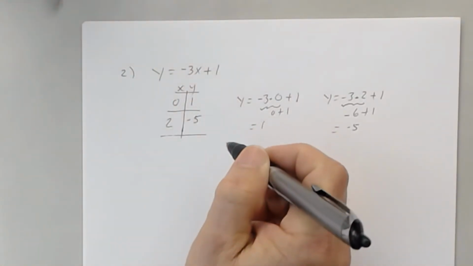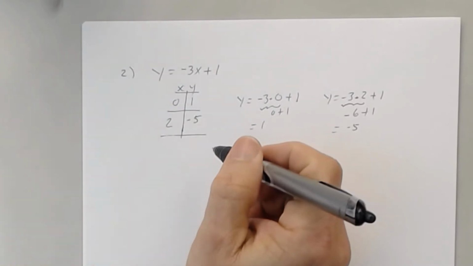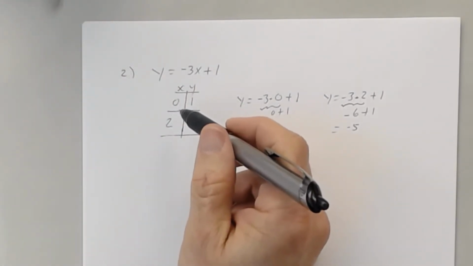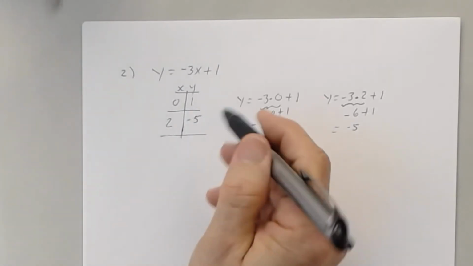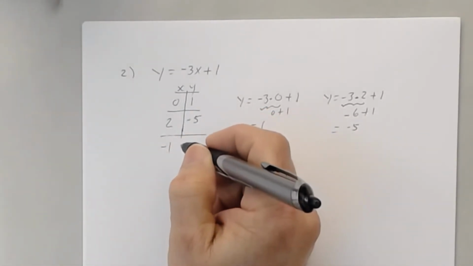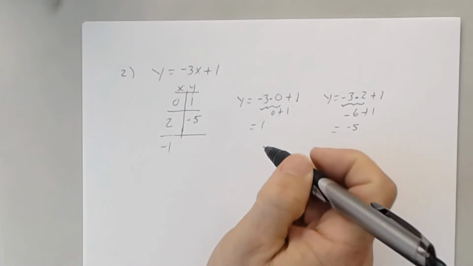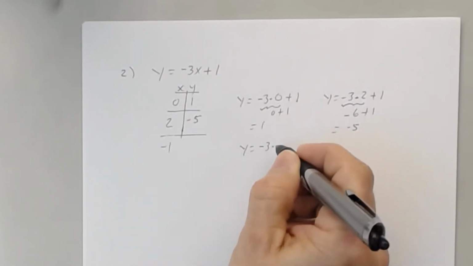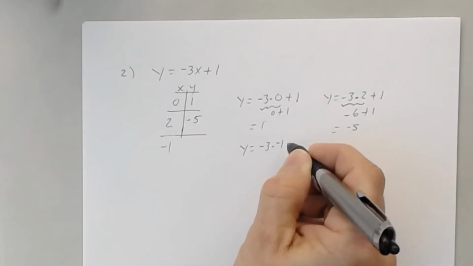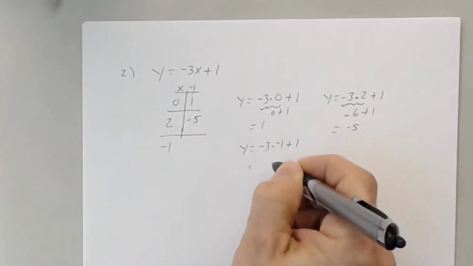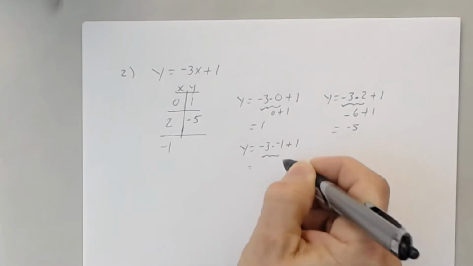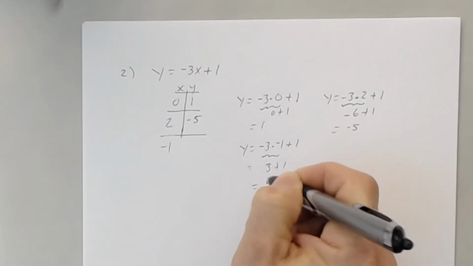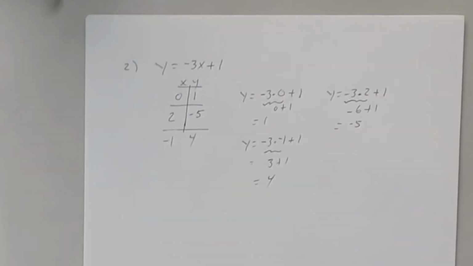All right, I need one more. If x, let's say, is... Now, when you do it by yourself, if you want to use all positive numbers and 0, that's fine. But I'm going to put in a negative in here. If x is negative 1, I get y equal negative 3 times x. What's x? Negative 1. Plus 1. What do I do first? Multiply. What's negative 3 times a negative 1? Positive 3. And what's 3 plus 1? 4. So I plot the point (negative 1, 4).